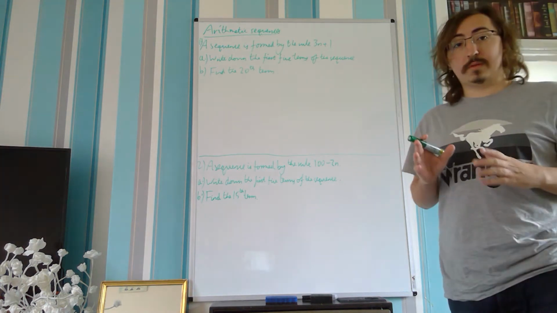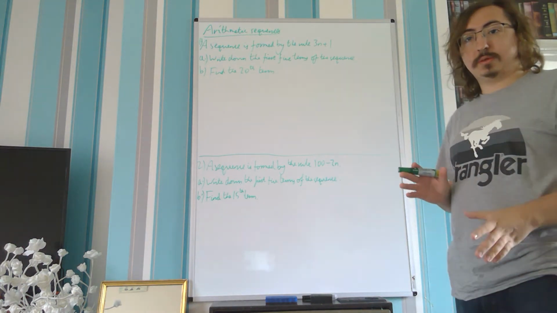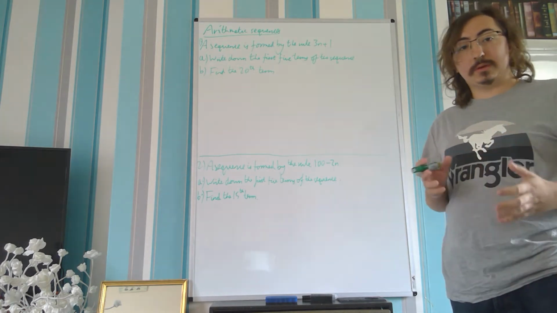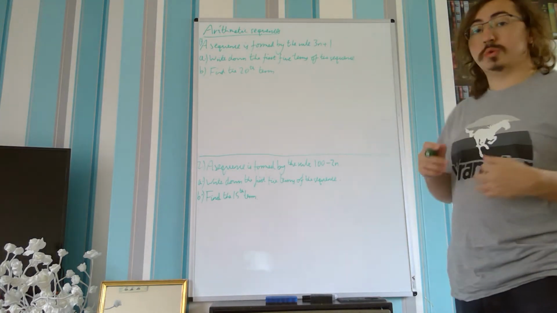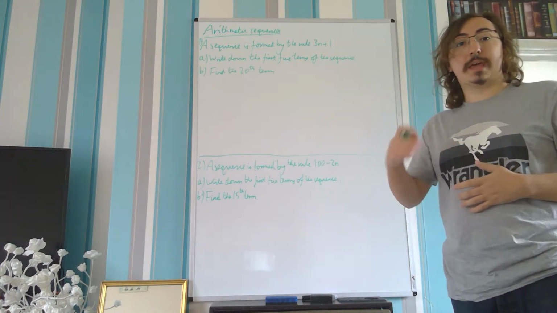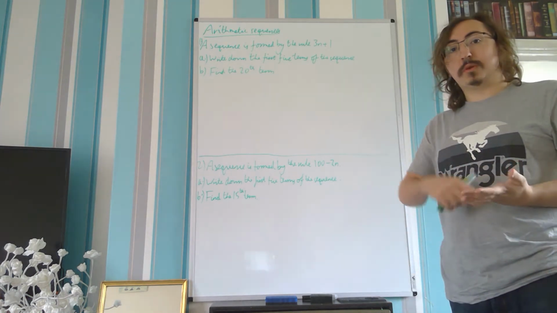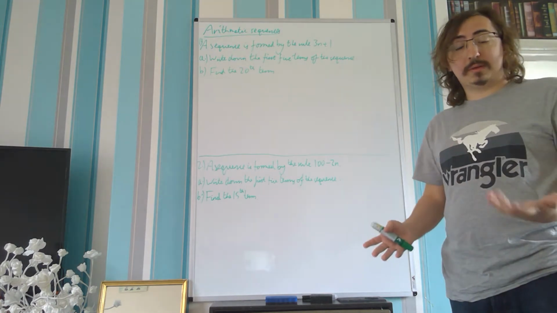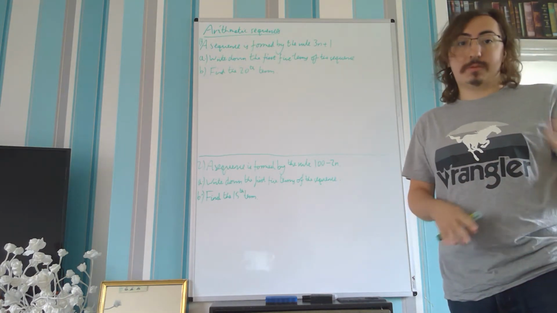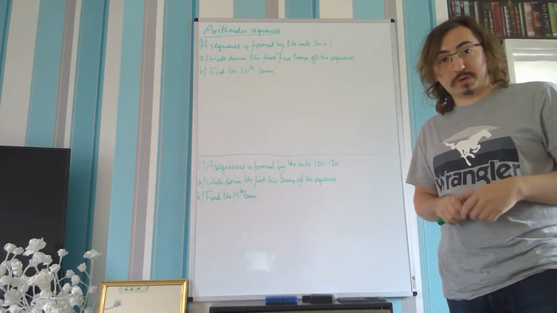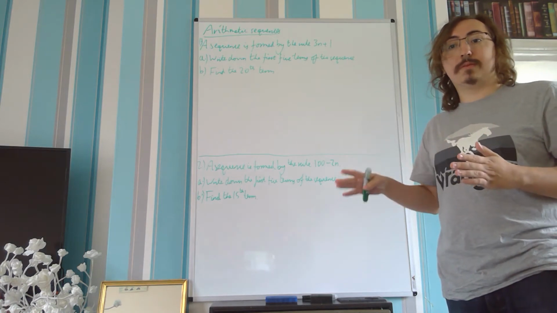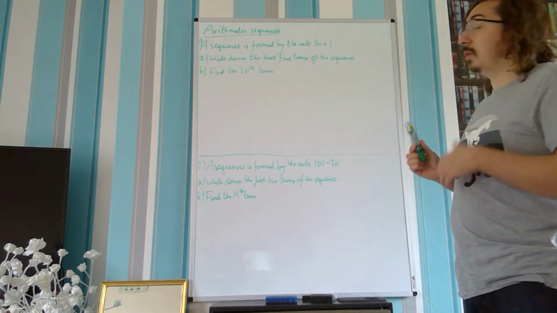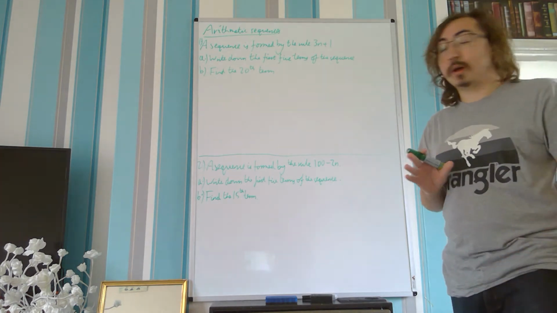So for these problems, we're going to have a look at some arithmetic sequences. Now, an arithmetic sequence just means that the sequence goes up or down by the same amount each time. So if you're adding 5 each time to move to the next term, that would be an arithmetic sequence. If you're subtracting 10 each time, that would be a different arithmetic sequence, and so on. But the difference has to be fixed. So we'll have a look at some simple problems to start with.